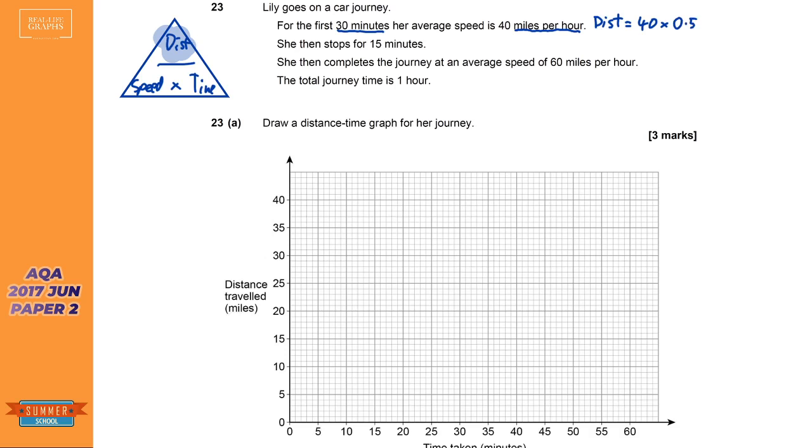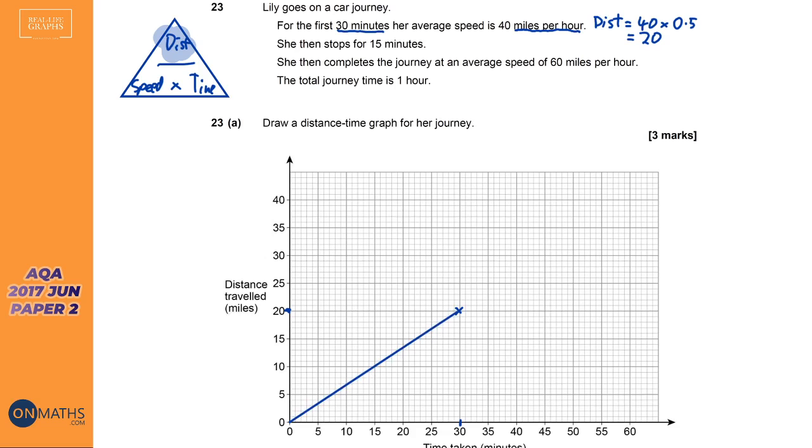So 40 times a half is 20. So the distance is 20. So in half an hour, in 30 minutes, which is down here on the graph, the distance will be 20. So we can actually plot that on. That'll be here. And we know that they normally start at 0 on a distance time graph. And I'm going to try and get, there we are. So we've got our first stint.